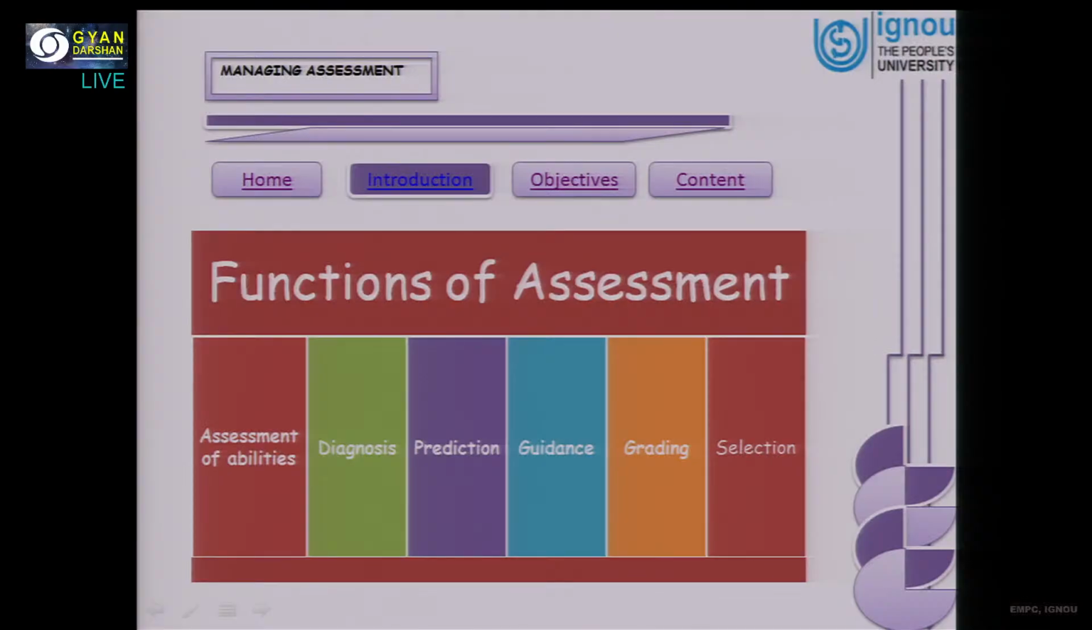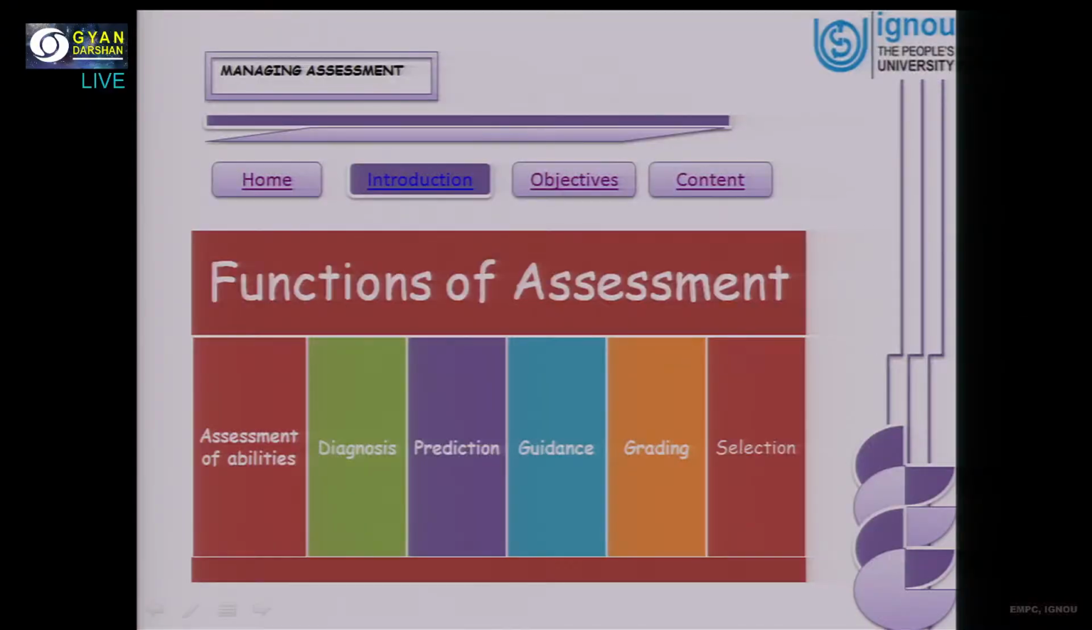So let us discuss each of the functions in detail. What is the function of assessment of abilities? When we think of the abilities, we are speaking about the cognitive abilities and the co-cognitive abilities. So all these abilities should be assessed. Earlier, in the traditional way, we were assessing only the cognitive abilities. But now, as the comprehensive development of the learner is taken into consideration, we have to assess the co-cognitive abilities.